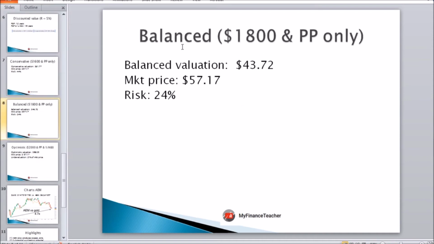Next, moving on to the balanced valuation, let's assume an average gold price of $1,800 per ounce, but still, even in the balanced valuation, we only are looking at proven and probable reserves in the ground. That gives you a valuation of under $44, which is still showing a risk level of around 24%. That's if gold price generally stagnates here and moves somewhat sideways over the next couple of years.